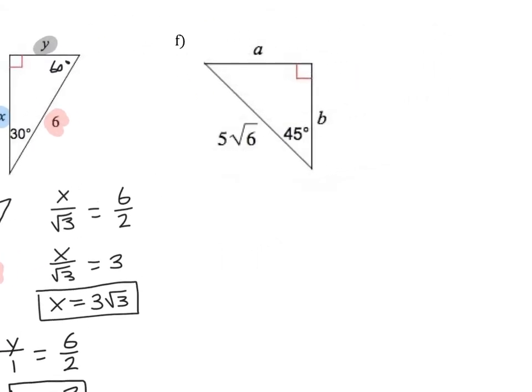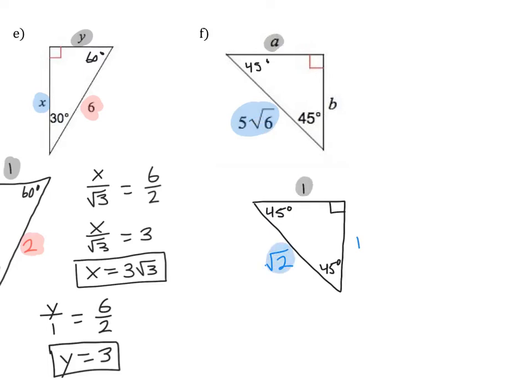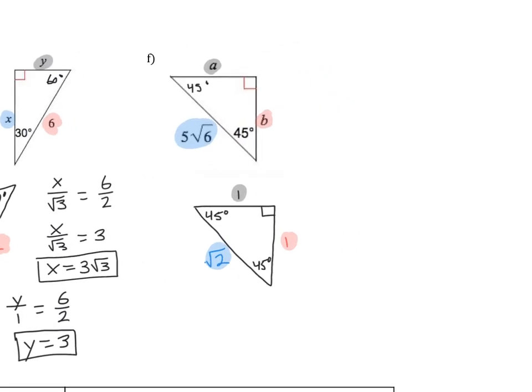All right, and for this last one, here we have a 45, 45, 90. So let's draw our own. So we create similar triangles. Remember, we always mark up the legs as 1 and 1, and our hypotenuse is always root 2. So we can see that 5 root 6 goes with root 2, A goes with 1, and B goes with 1. However, A and B should be equal just like these two are equal. So we can find either A or B, and then that will tell us the other one as well.